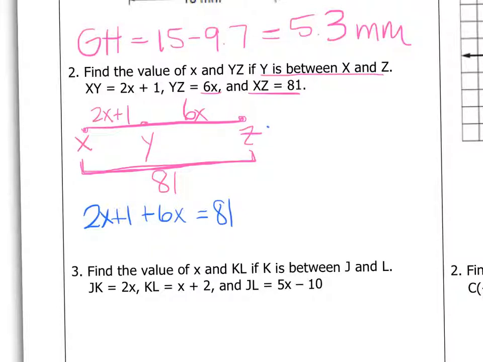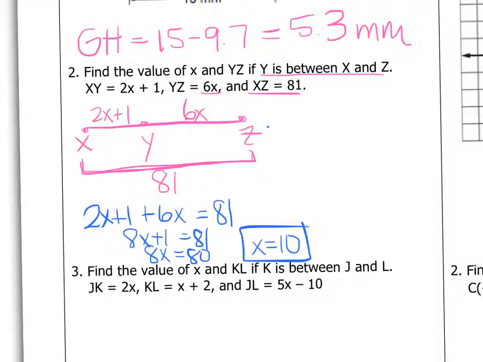From here, that's just a little algebra problem, okay? Let's combine like terms. The 2x and the 6x is 8x. So 8x plus 1 equals 81. Subtract the 1. Divide by 8. So the value of x is 10.